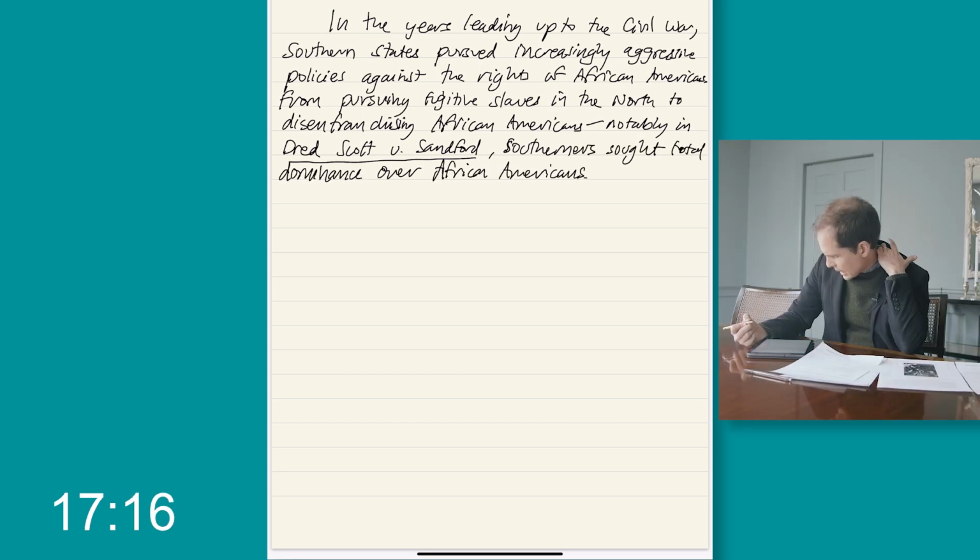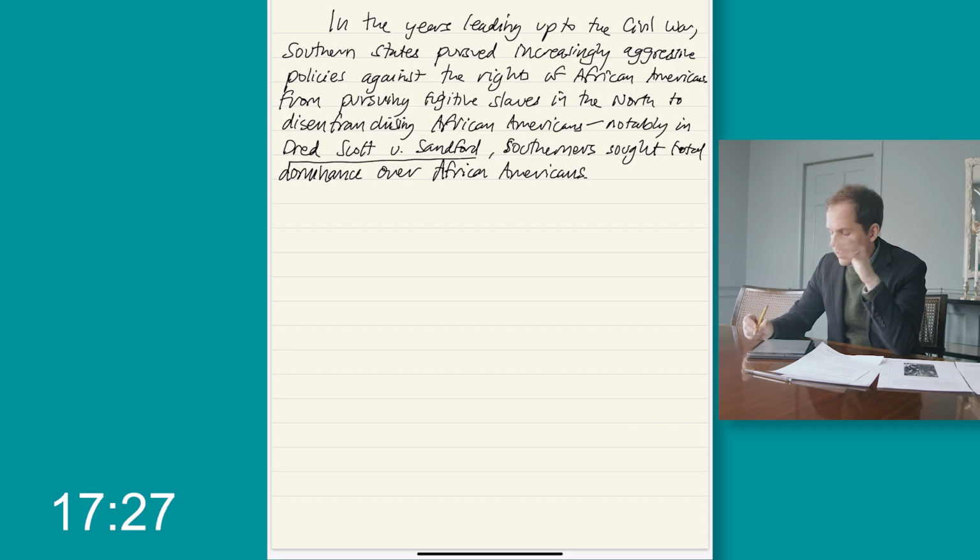So I started with the context of Southerners pursuing disenfranchisement of African Americans, but I want to add a little bit more to make sure the grader gives me the point. So I'm going to also point out the conflict between the federal and state governments.